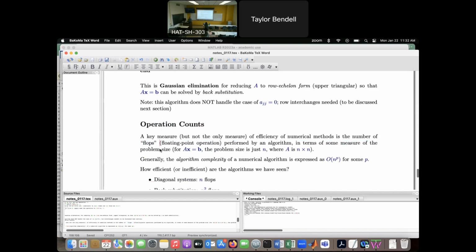So if we can quantify the number of flops that an algorithm is performing as a function of some measure of the size of a problem. Now, for solving a system of n linear equations and n unknowns, n is a good way to concisely describe the size of the problem. So we have to know, in terms of n, how many operations does Gaussian elimination require?